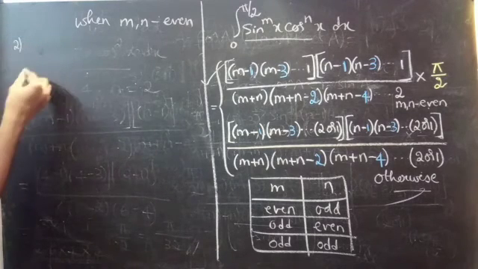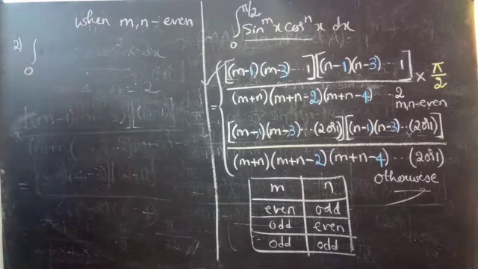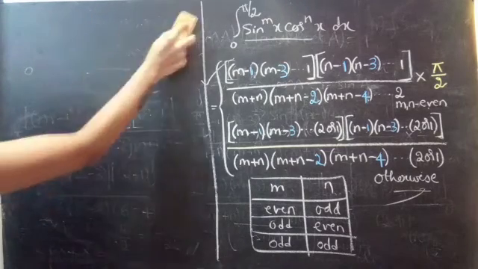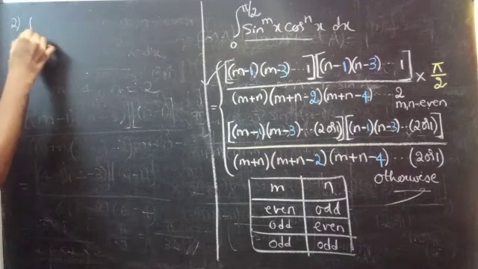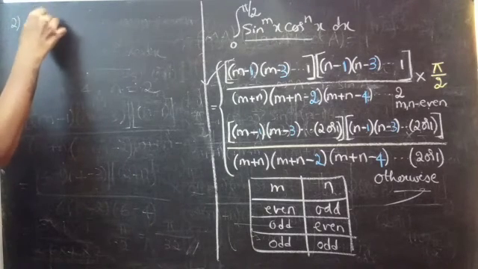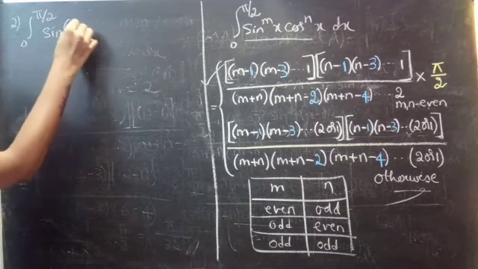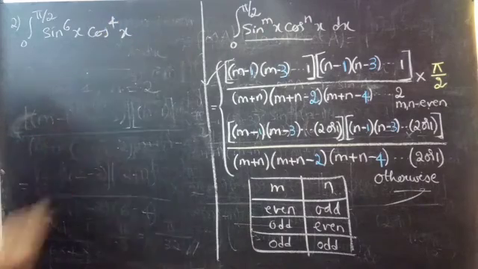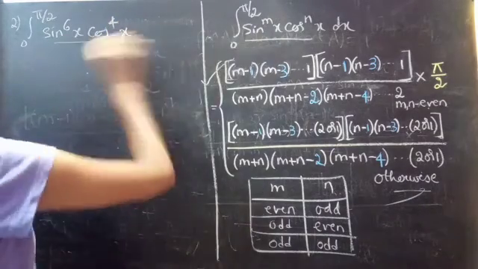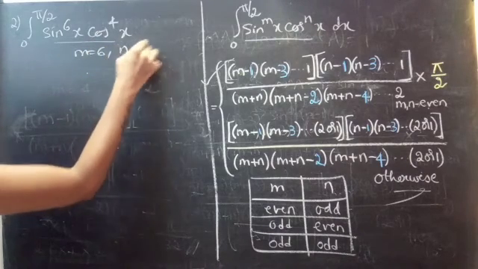Second one. Integral 0 to pi by 2, sin power 6x into cos power 4x. Again, compare these two. You're having m equals to 6 and n equals to 4.